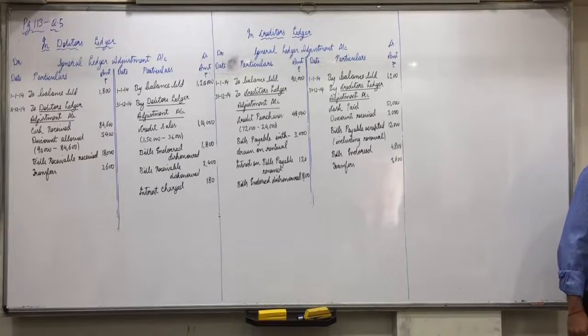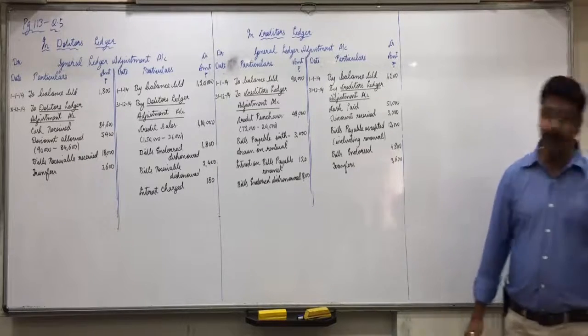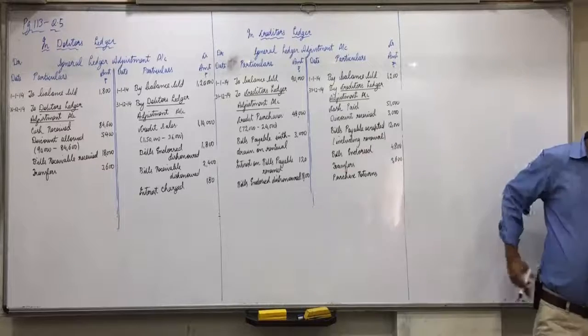Next, returns to creditors, 4,200. Which returns is it? Returns to creditors, purchase returns, not from debtors. So creditors to purchase returns. To purchase returns means on the credit side, 4,200.